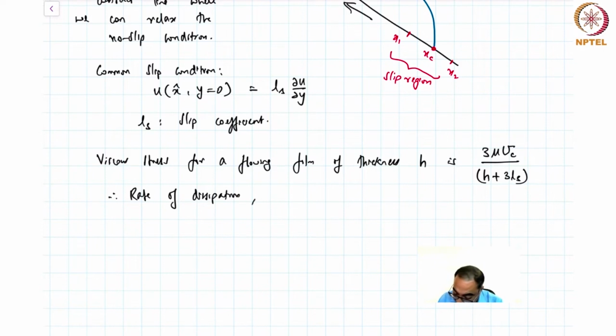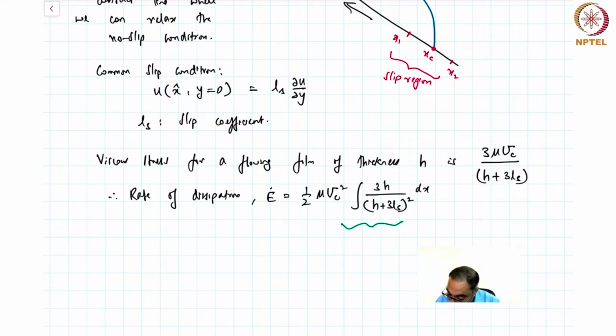And dissipation, let's call it E dot. This becomes one half mu uc square, and we have an integral over this quantity, which would be h plus 3 ls whole square, something of this nature. And we integrate along the thing, and the most important thing that I want to emphasize here is that this integral converges as h goes to 0.